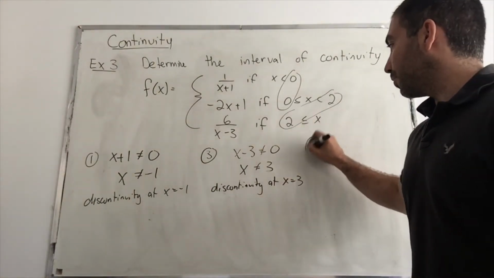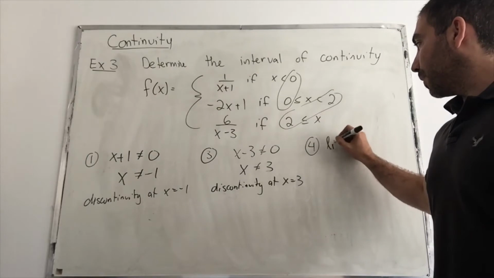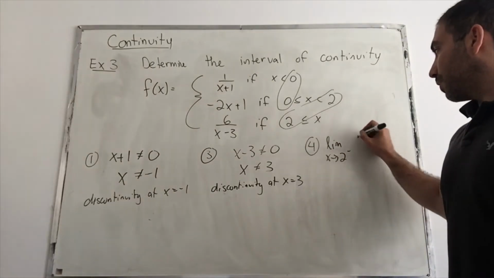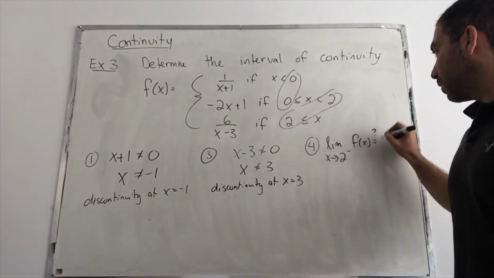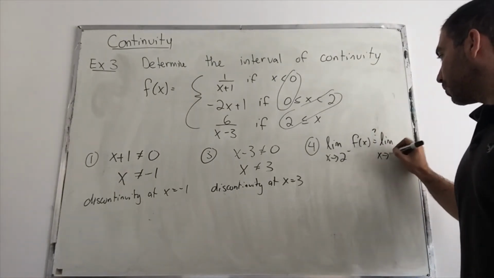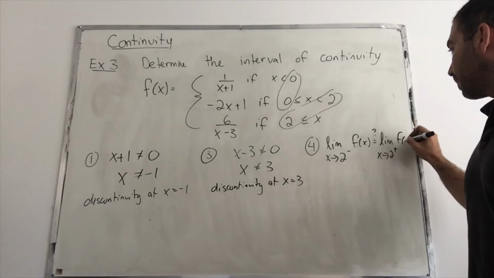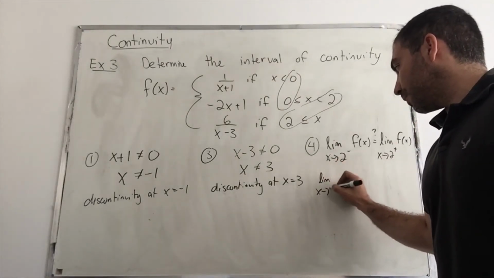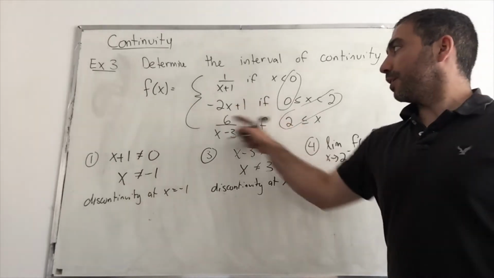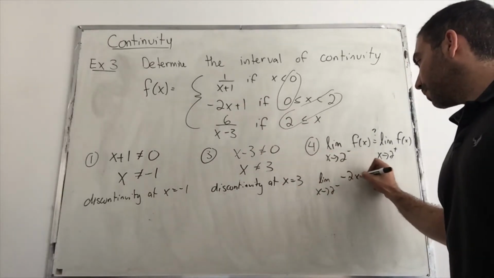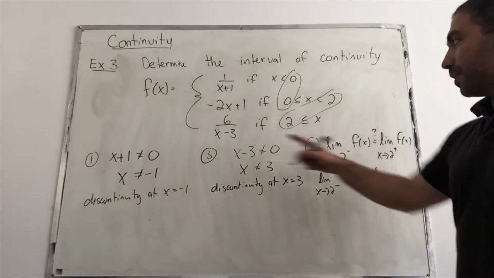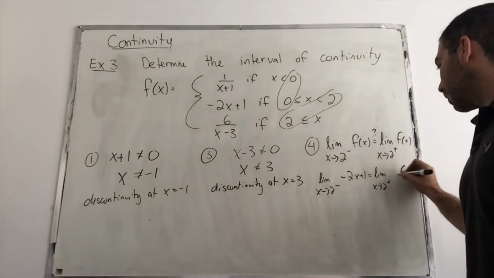So the fourth thing we have to check is the left limit as x approaches 2 from the left side of the function. Is that equal to the limit as x approaches 2 from the right side of this function? So the limit as x approaches 2 from the left side, we're using this linear function, negative 2x plus 1. Is that equal to the limit as x approaches 2 from the right side of this function here, 6 over x minus 3?